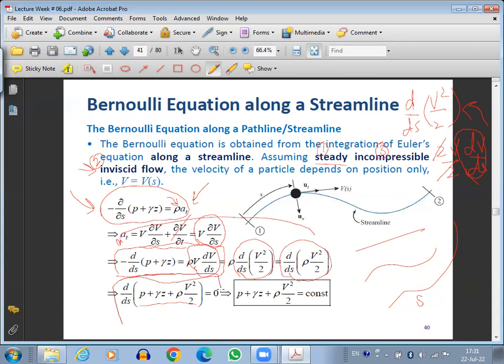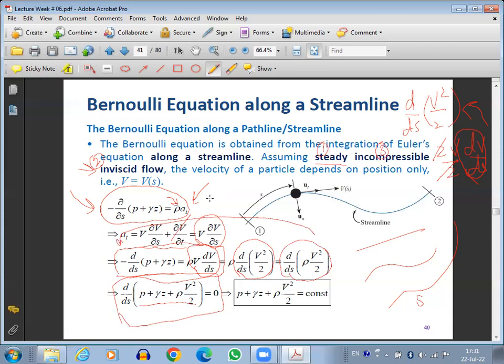This is my Bernoulli's equation. Bernoulli's equation is P plus gamma Z plus rho V square upon 2 equals to 0. But in order to come up to Bernoulli equation, I have applied 4 limitations. First of all, the flow should be steady, should not be varying with time.